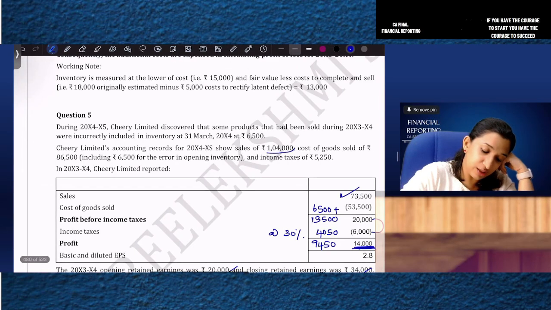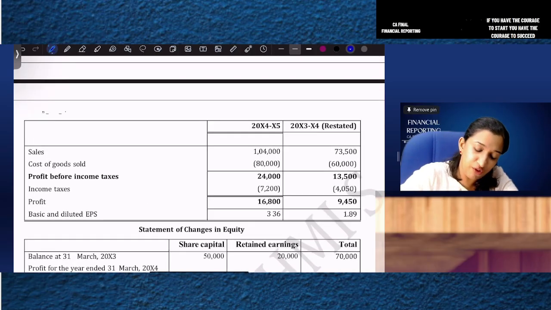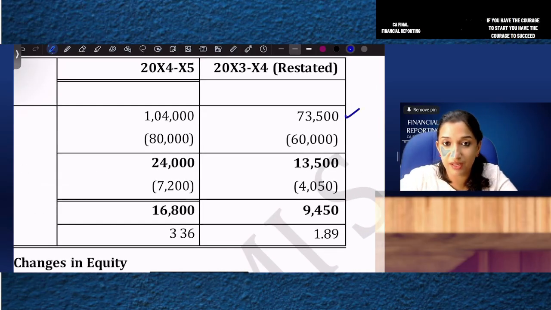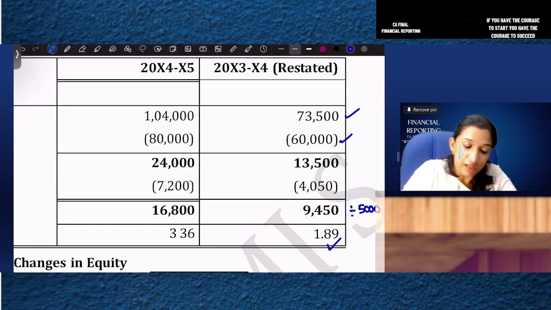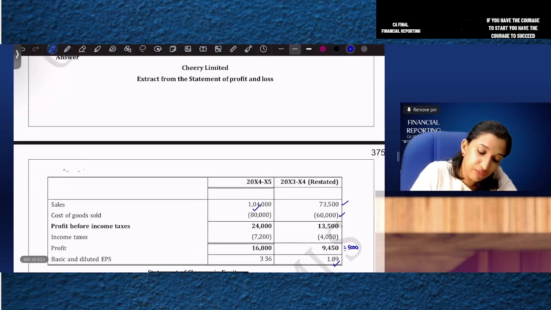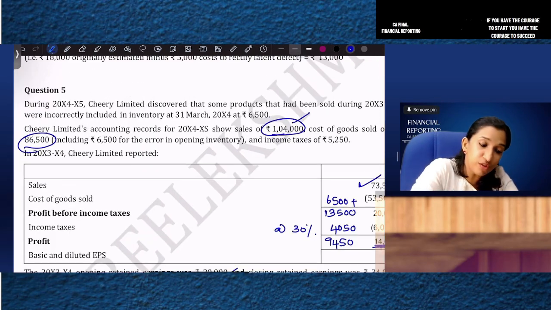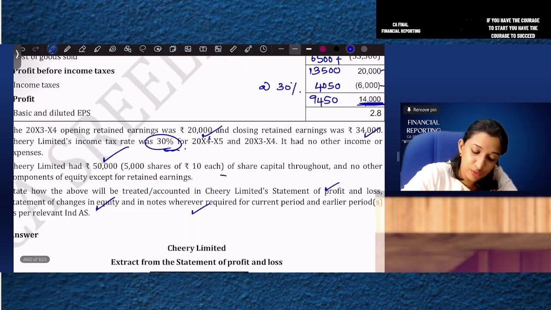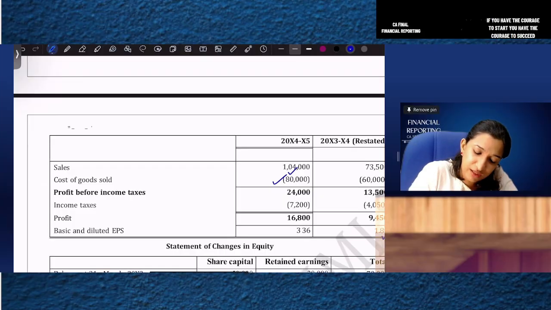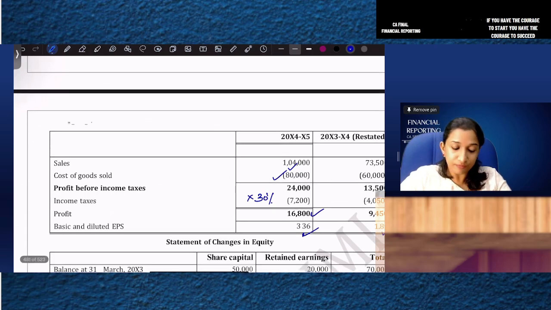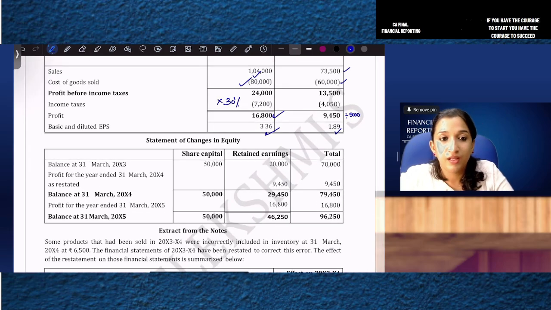So current year sales and cost of goods sold is also given. 13-14, as I said, sales 73,500. Cost you increase by 6,500. So the same thing we have calculated. 9,450 by 5,000 shares, it is 1.89. Current year is this 1,04,000 given. Cost of goods sold 86,500. Eliminate that 6,500. So 80,000. So income tax is 24,000 into 30 percentage. Profit, EPS. Now statement of change in equity.